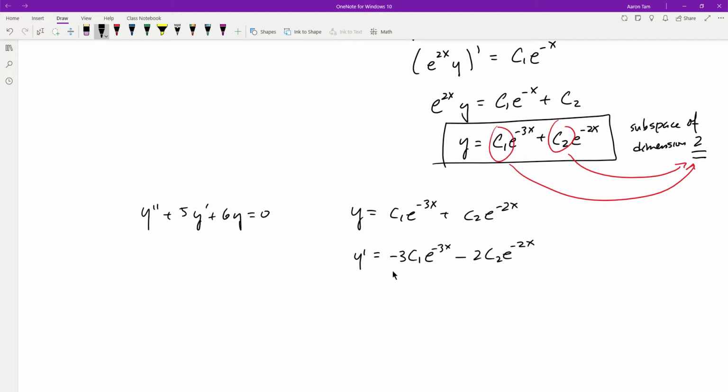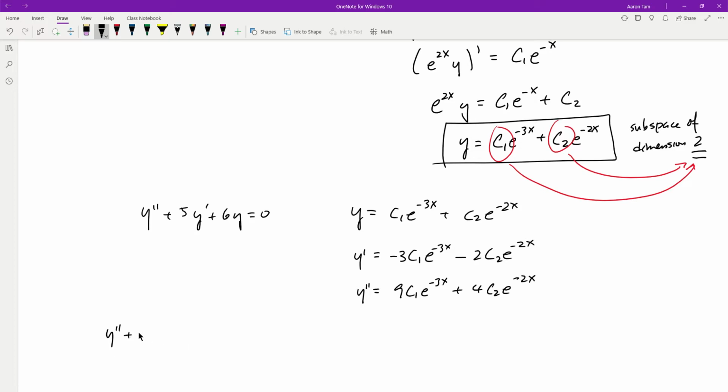Now notice I didn't combine these, because if I combine them, that would become a different constant than c1. I would rather keep track of how this constant relates to c1, because it's relating specifically. Okay? And the second derivative equals 9 c1 e to the negative 3x plus 4 c2 e to the negative 2x. Now I'm going to combine these together and see what happens.